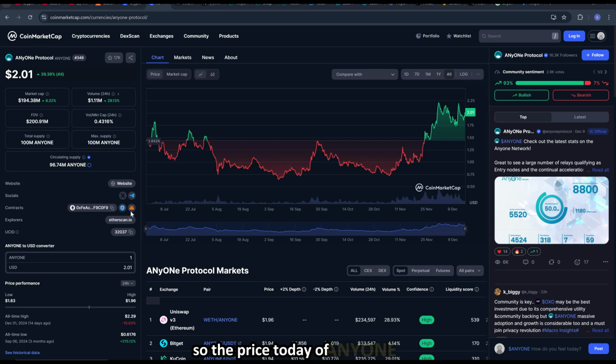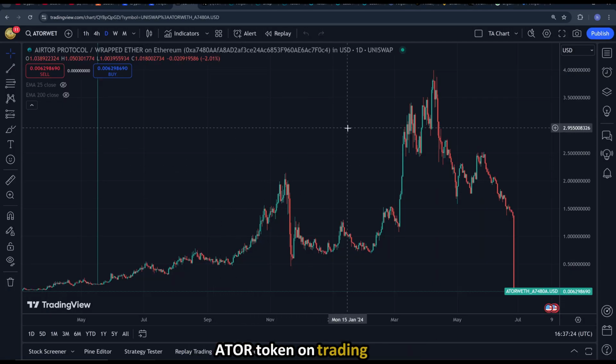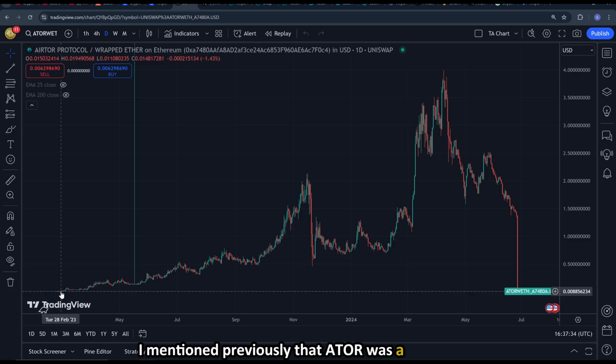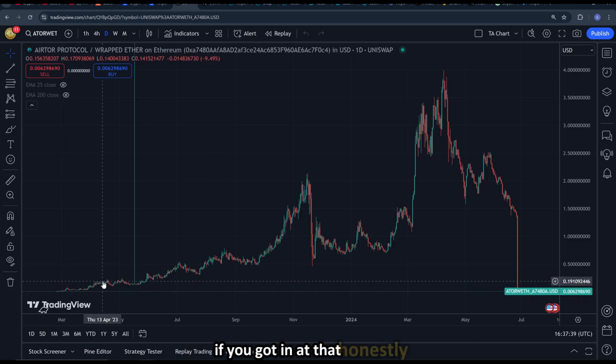So the price today of ANyONe is $2, giving it a market cap of around 190 million. In terms of the price history, it's a bit frustrating because they don't have the full history since the rebrand from Atoll to ANyONe, but I did manage to find the original Atoll token on TradingView. I mentioned previously that Atoll was a fair launch, and it literally launched at around 1 cent, 2 cents. So if you got in at that, honestly, I envy you.